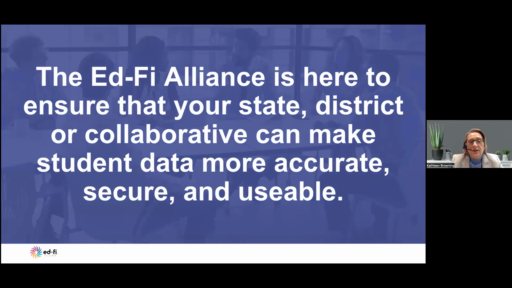The EdFi Alliance is here to ensure that your state, your district, or your collaborative can make your student data more accurate, secure, and usable.